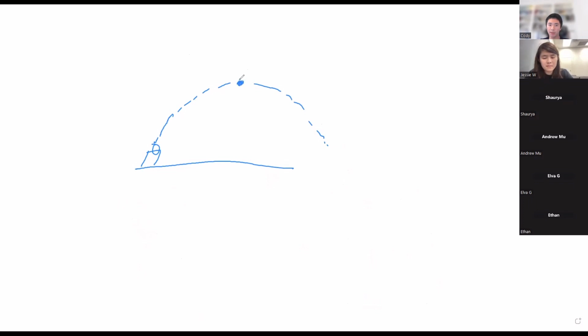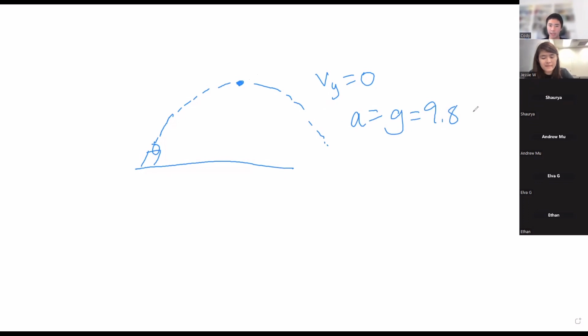At the top, at the highest point it reaches, the vertical velocity, Vy, will always be 0. But it's important to remember the acceleration will always be g, or 9.8 or 10, however you want to do it. Whatever you're using for g.